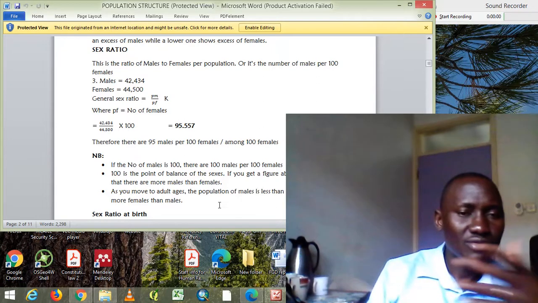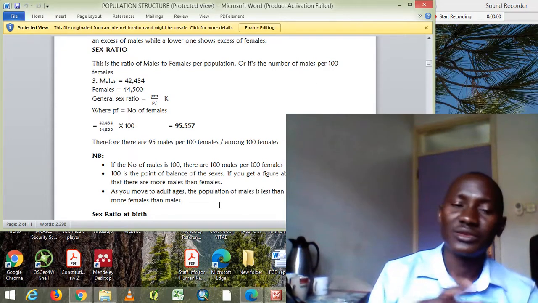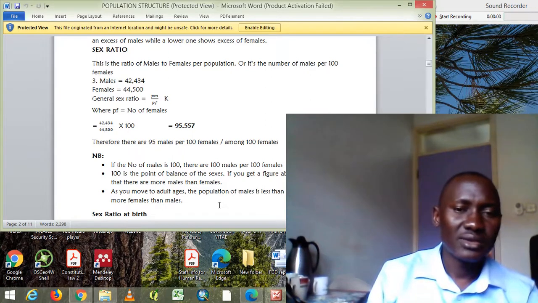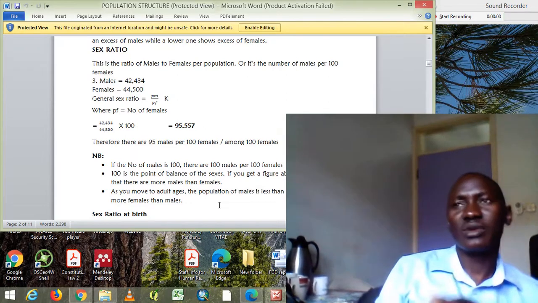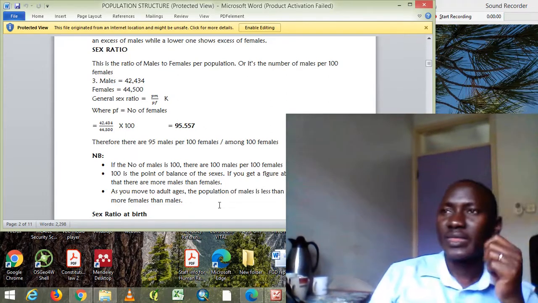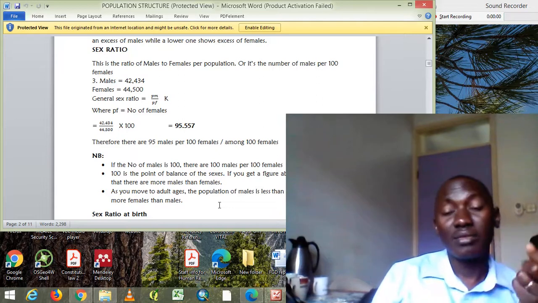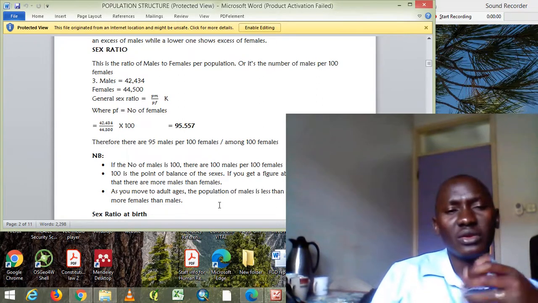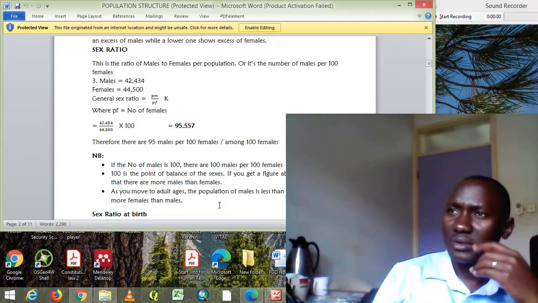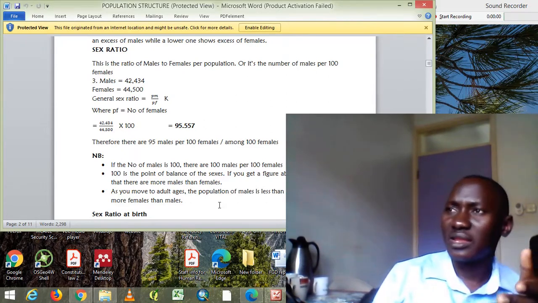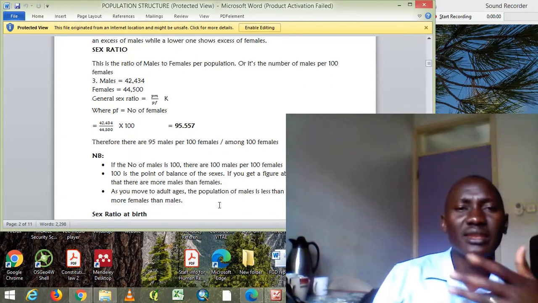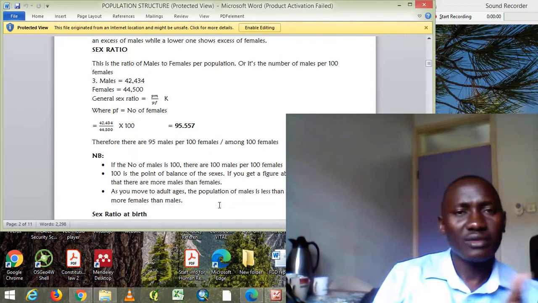As you move to adult ages, one thing you notice is that the sex ratio is less than 100, since there are more females than males. I already made note of this when we began the course: men tend to die early compared to women. One of the issues, which we discussed when covering mortality rates, is that men get involved in dangerous behavior quite often. A lot of you are involved in dangerous behavior.